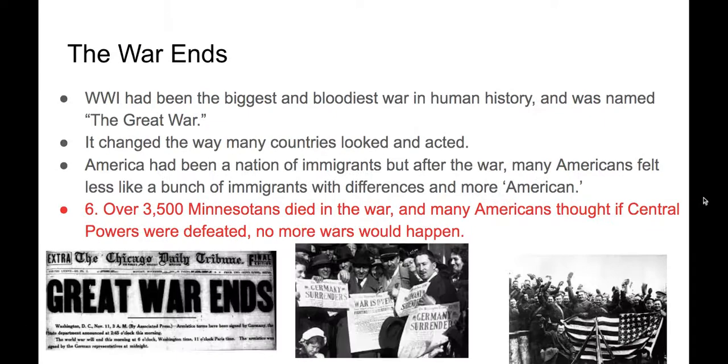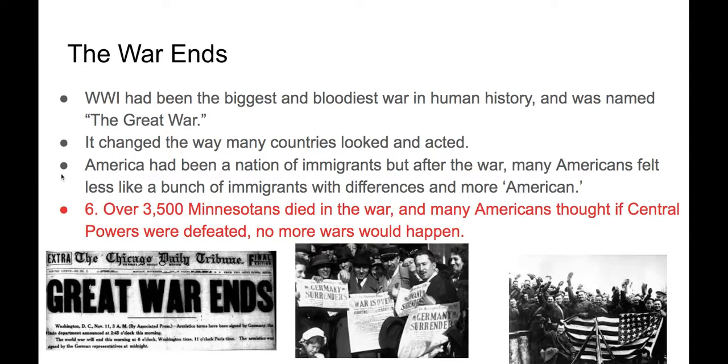Okay. So when the war ended, remember WWI, World War I, was the biggest and bloodiest war in human history, and it was named the Great War. And it changed the way many countries looked and acted. America had been a nation of immigrants, but after the war, many Americans felt less like just random immigrants with differences and more American.